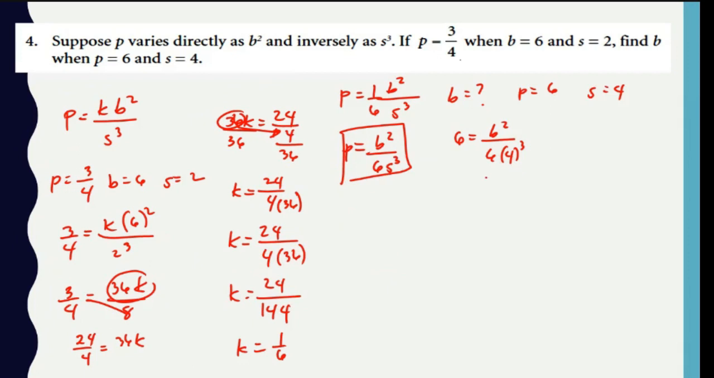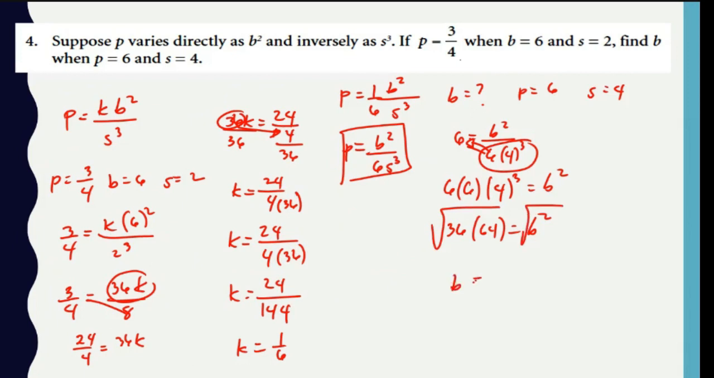Okay? So now I will multiply both sides by 6. So that will be 6 times 6 times 4 raised to 3 is equal to B squared. That is just what I multiplied here. So, 6 times 6 is 36. 4 cubed is 64, is equal to B squared. Okay? So, I will now get the square root of both sides of the equation. So, it will become B is equal to the square root of 36 times 64. So, square root of 36 is 6. Square root of 64 is 8. 6 times 8, B is equal to 48. So, that is the value of B now.